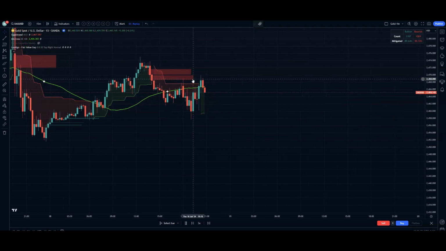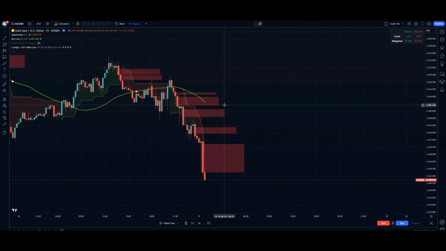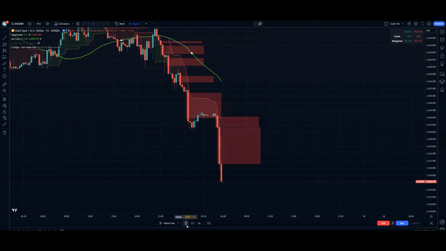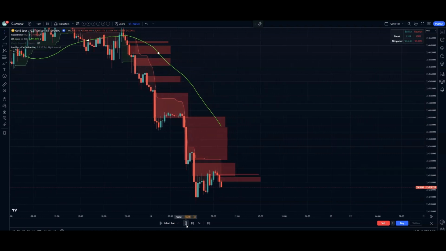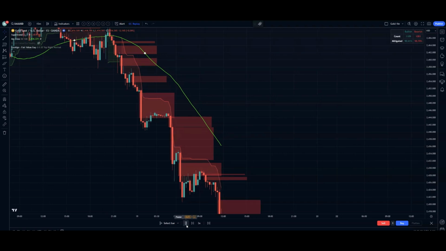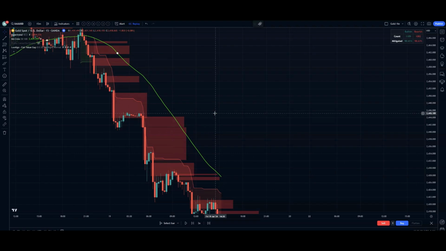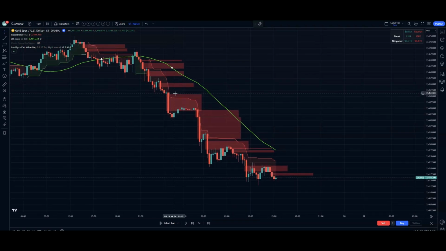It's taking the FVGs, mitigating, going lower, and yeah, that's how we can trade. That's how we can be in trades for longer without having the fear of the SL. So that's what I wanted to share about this.